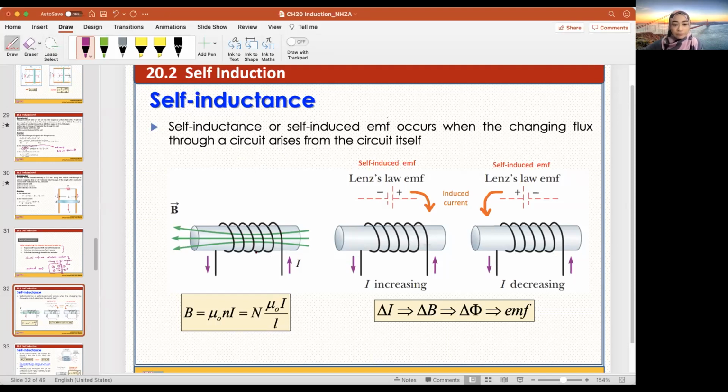So for instance, I have a conductor and the conductor is wrapped with a wire, which is a solenoid, and I have current flowing in the conductor, in the wire. Now, if I try to increase the I, how am I able to do this?